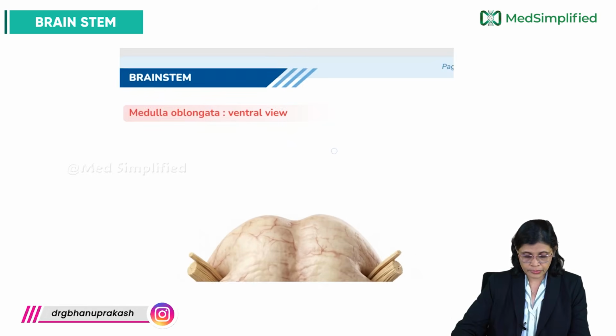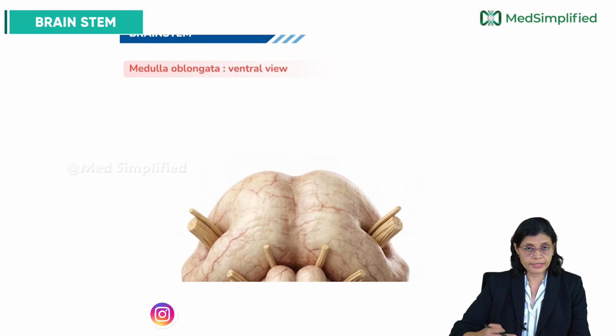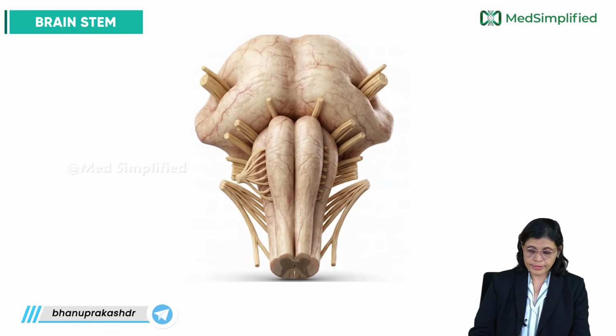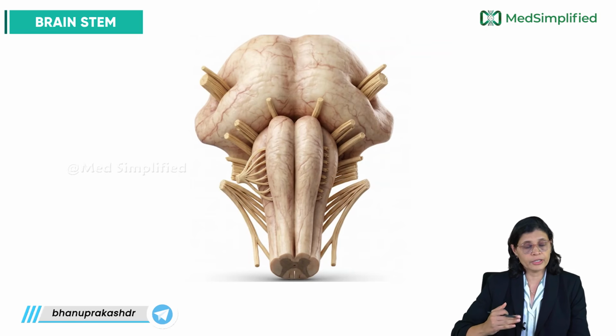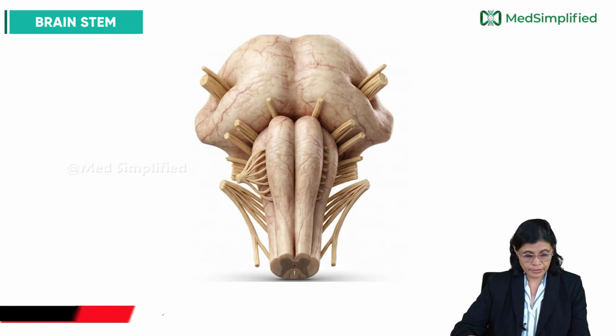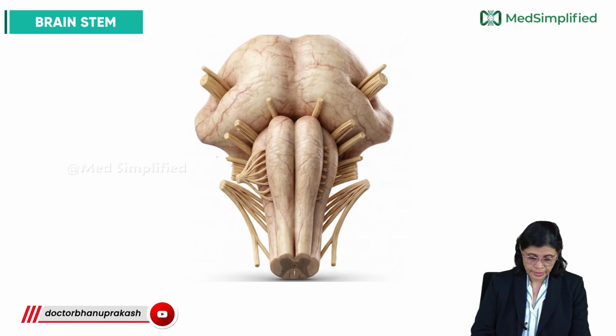Now let's go to the first part of the brainstem from below, that is the medulla oblongata. This is the ventral view of the medulla oblongata. The medulla oblongata is the direct upward continuation of the spinal cord. It extends from the foramen magnum up to the lower border of the pons. This portion is the medulla oblongata.